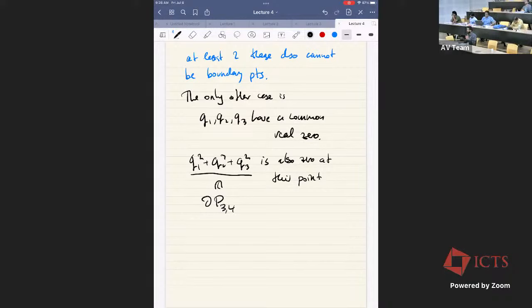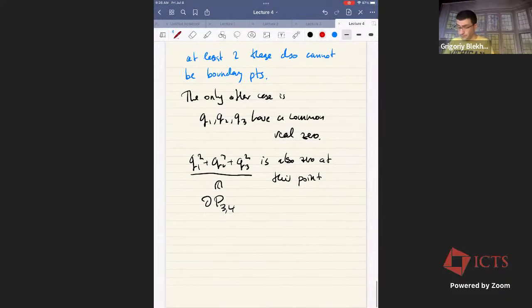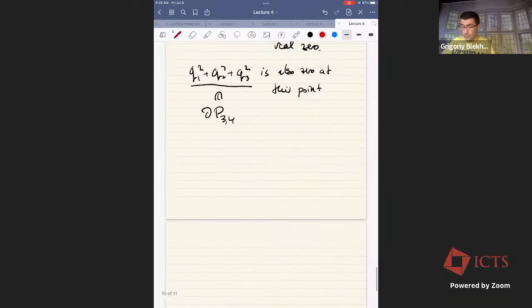Right. And the paper where this is generalized to varieties of minimal degree is called low rank sums of squares on varieties of minimal degree.